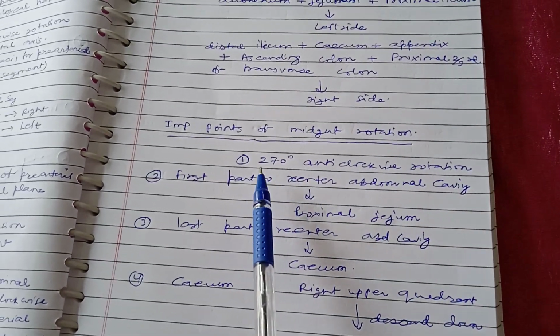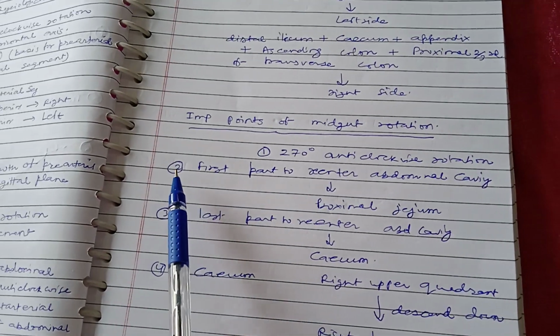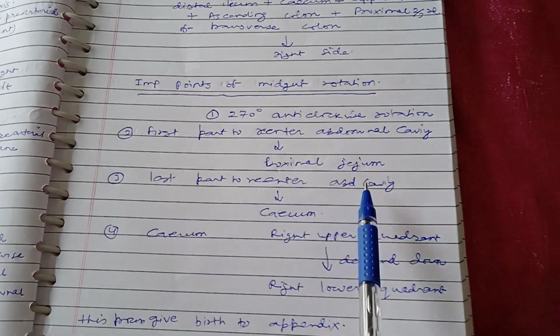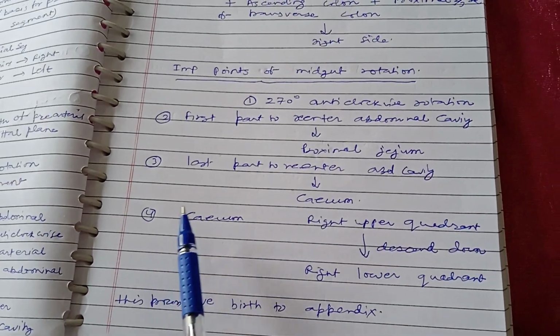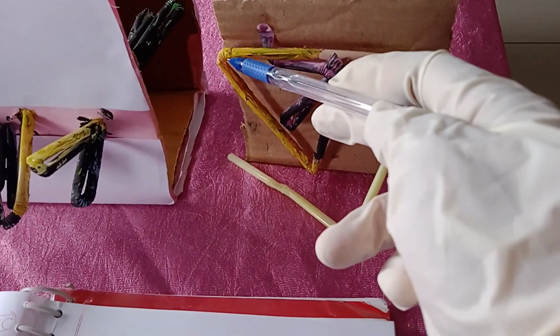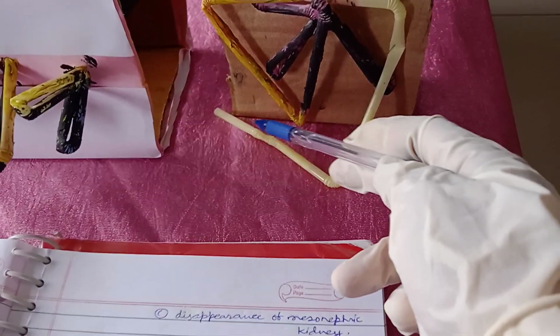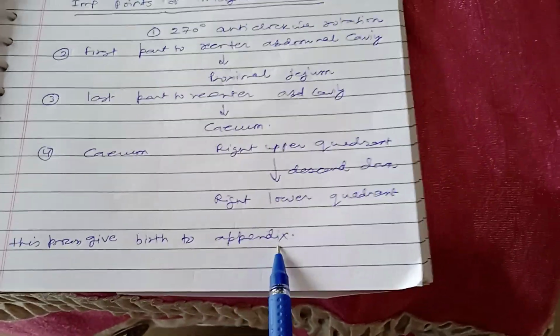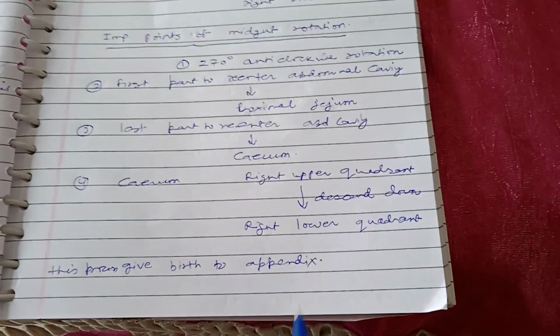Important points of the midgut rotation: first, the 270-degree anti-clockwise rotation. Second, the first part to enter the abdominal cavity is the proximal jejunum, and the last part to enter the abdominal cavity is the cecum. And fourth one is the cecum, which is in the right upper quadrant. The cecum, after the result, is first in the right upper quadrant, and then it descends down into the right lower quadrant, that is the iliac fossa. And this descent gives rise to the appendix, the squeezed part of the lower end, that is the appendix. Thank you.